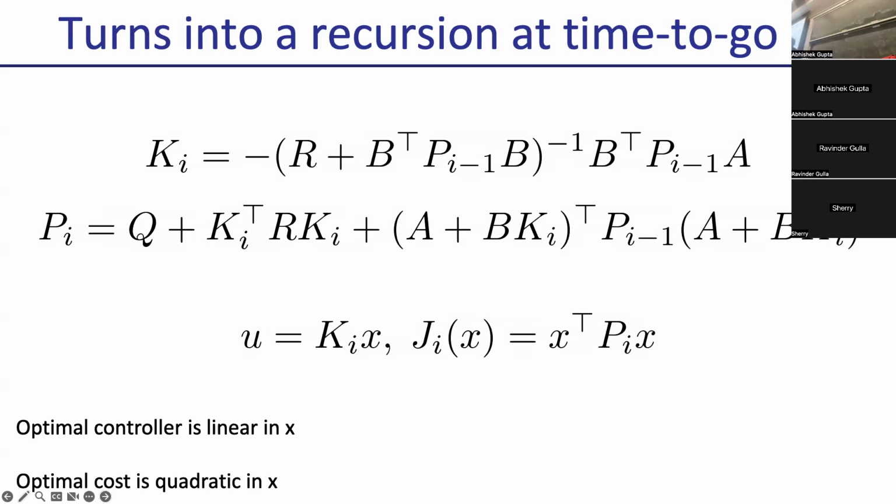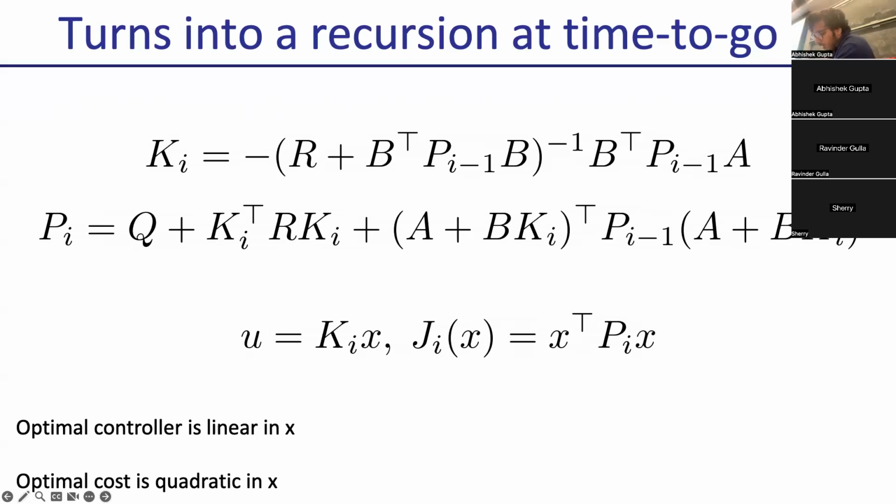So you can think of JI as your cost to go when you have I steps left. And KI is your gain that tells you how to get a controller from your current state. Does that ring a bell for everyone? Any questions? So just to recap what these mean intuitively, right? The gain you can think of as something that trades off. Let me just write this out.